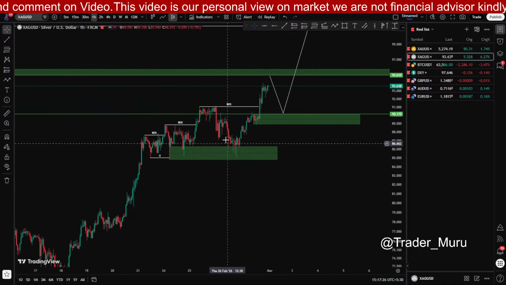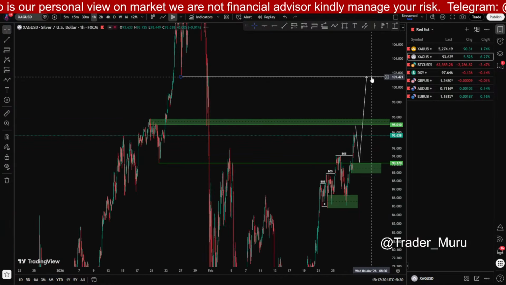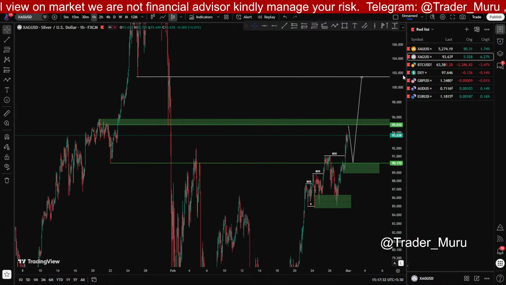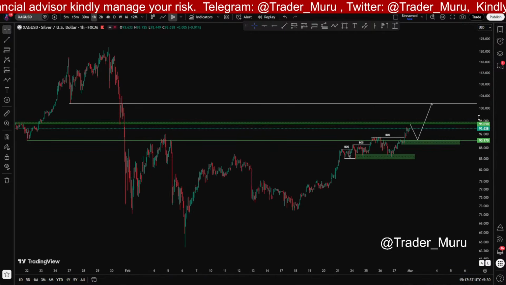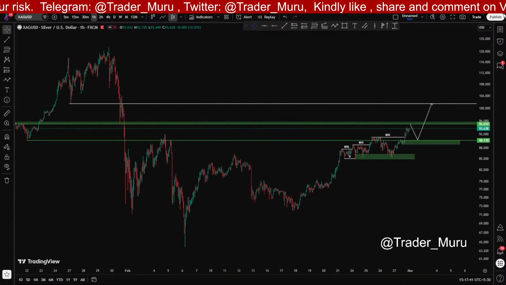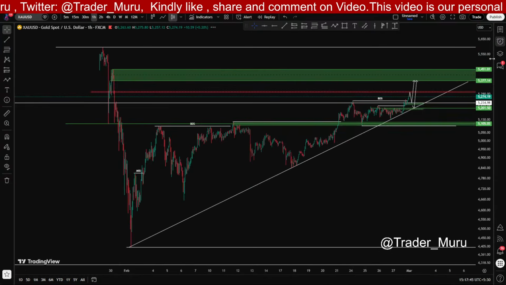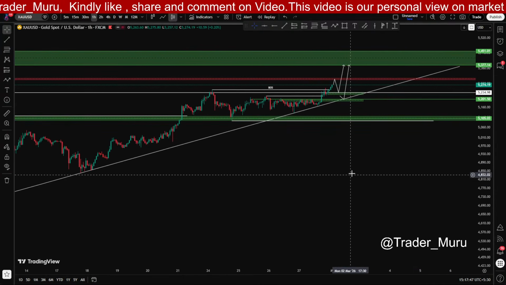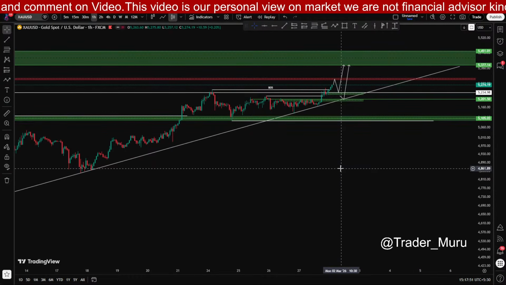Same for silver. You can expect it to test near about 101 as your target price. So this is gold and silver for next week. If you have any question, you can ask me in the chat. I can see your chat. Okay, let's see.